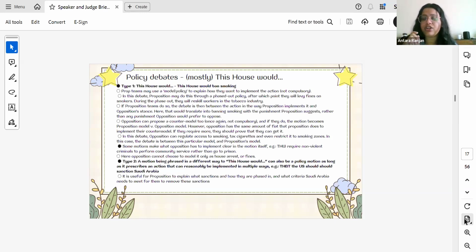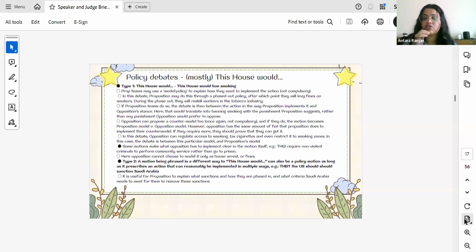In a "this house would" motion, or in a policy debate, you are always the government of a country. You are always the state, right? Why? Because in a "this house would" motion, you need to implement a law. You are making a change in society, and this change can only be made if a policy is passed and implemented, right? Which is why in "this house would" motions, side government always gives a model.